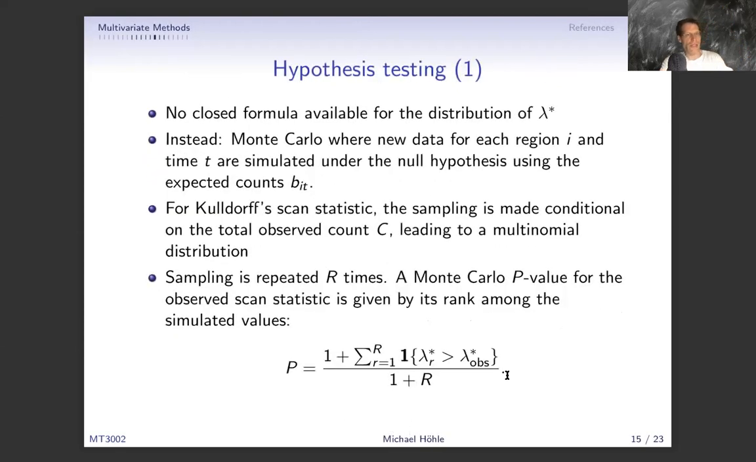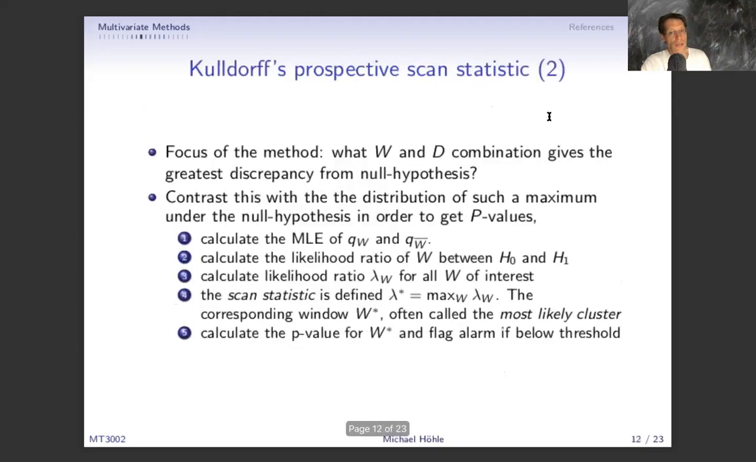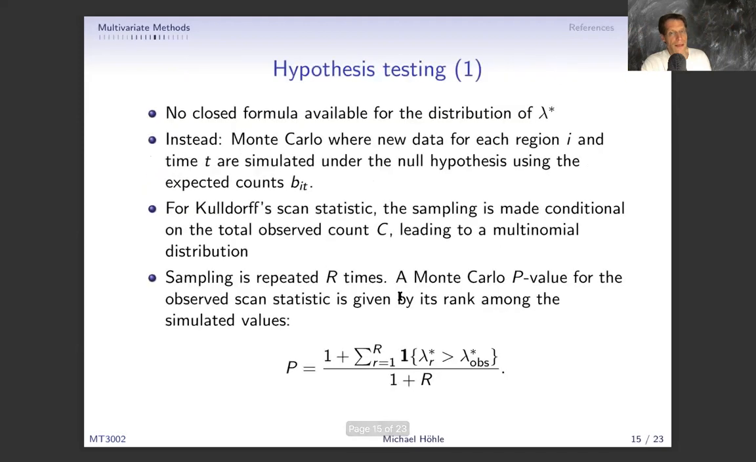Okay, so you will try that for several or many of the W, and then you will take the one which has the largest lambda. And then you need to assess, is that largest discrepancy by chance, something that can happen, right? And for that, you want to have the distribution of the likelihood ratio of the most likely cluster.